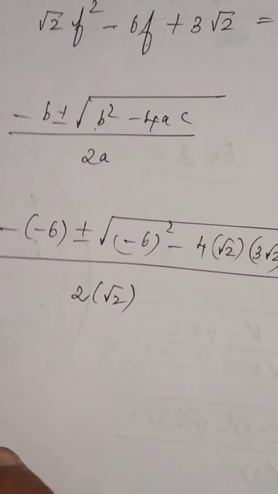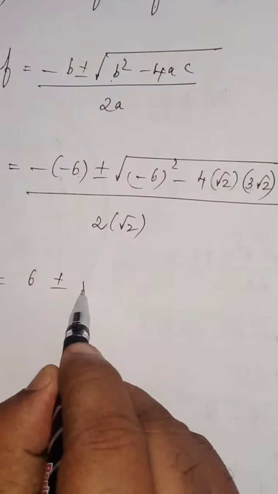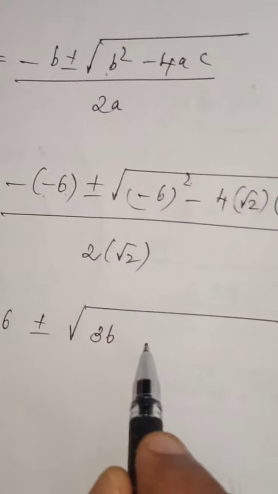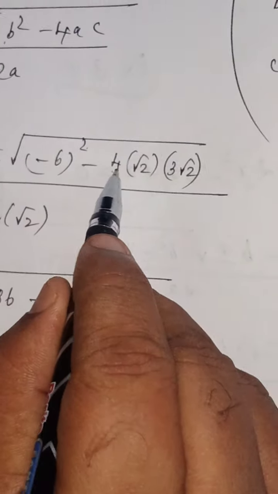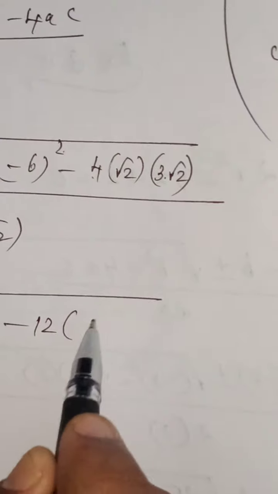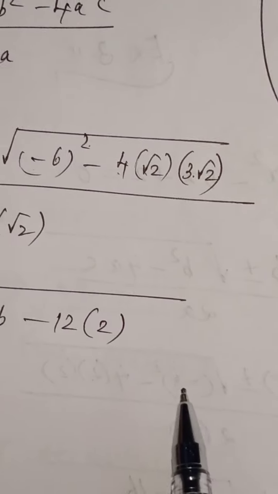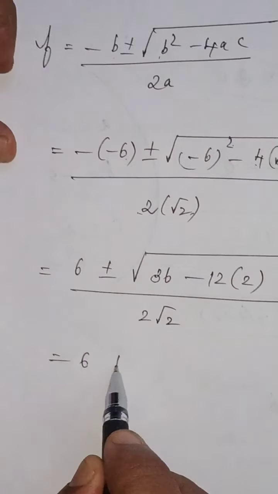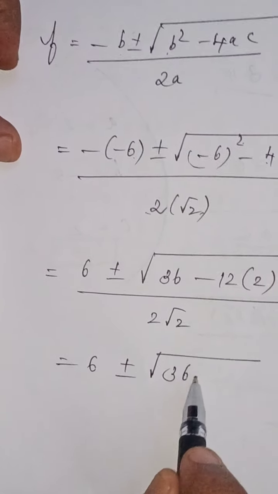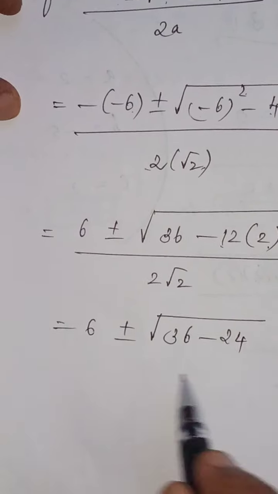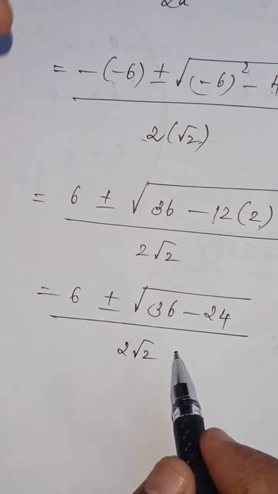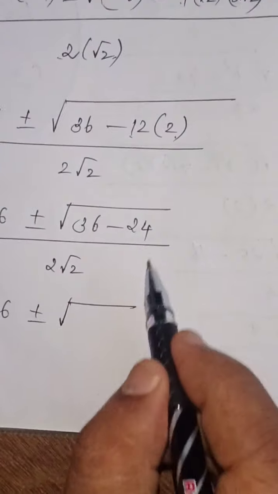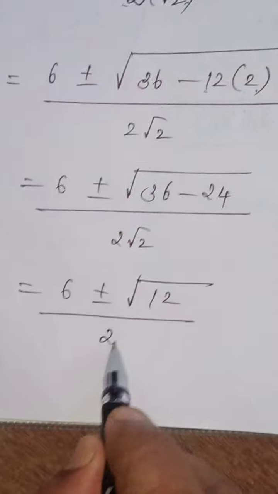You have to simplify. Minus into minus 6 is plus 6, plus or minus root of, whether it is 6 square or minus 6 square, 36 only, minus 4 into 3, 12, into root 2 into root 2 that is equal to 2, whole divided by 2 into root 2 is 2 root 2 only. Equals 6 plus or minus square root of 36 minus 12 2s are 24, divided by 2 root 2, equals 6 plus or minus square root of 36 minus 24, that is equal to 12, divided by 2 root 2.